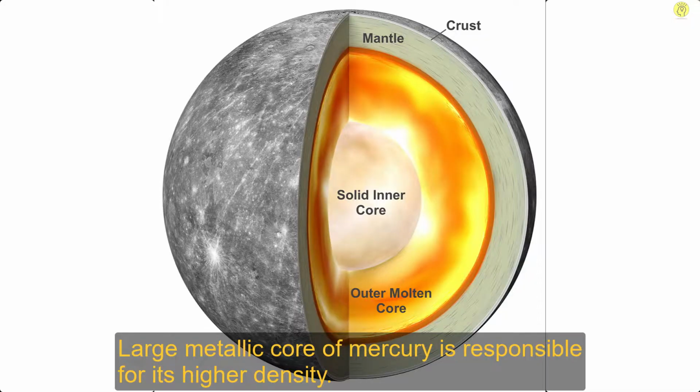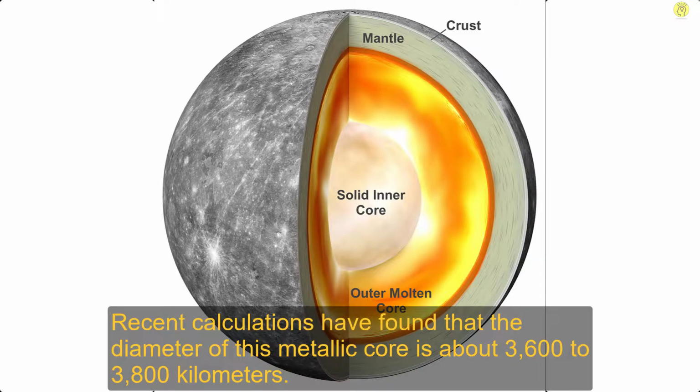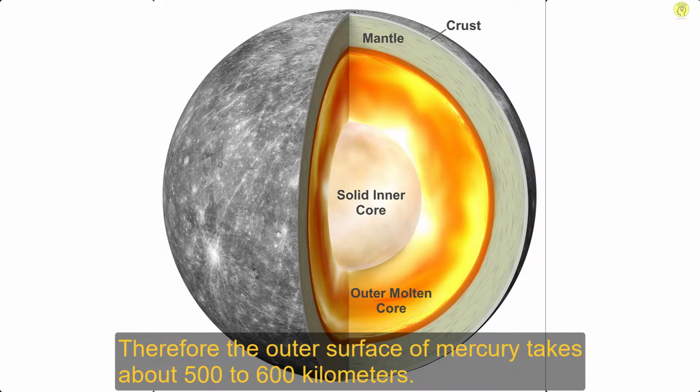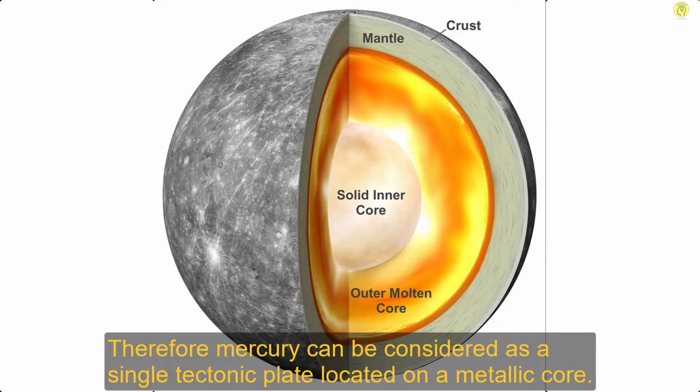The large metallic core of Mercury is responsible for its higher density. Recent calculations have found that the diameter of this metallic core is about 3,600 to 3,800 kilometers. The diameter of this metallic core covers about 75% of the total diameter of Mercury. Therefore, the outer layer of Mercury is about 500 to 600 kilometers thick. Therefore, Mercury can be considered as a single tectonic plate located on a metallic core.